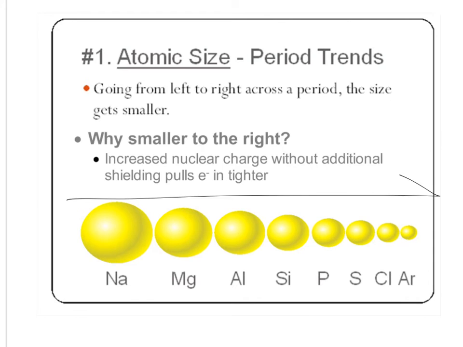As you go across the periodic table, they get smaller, because you're not adding energy levels, but what you are adding is protons. So you feel an increased nuclear charge, and the electrons are pulled in much tighter.